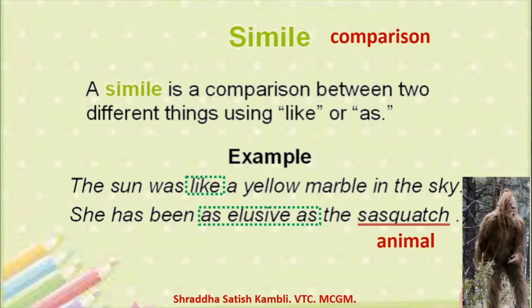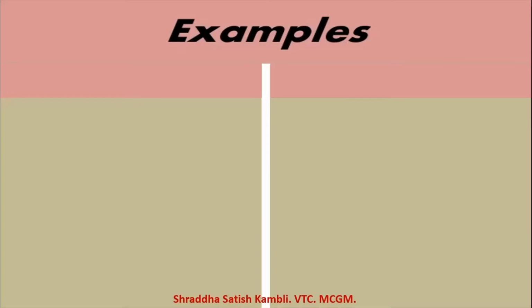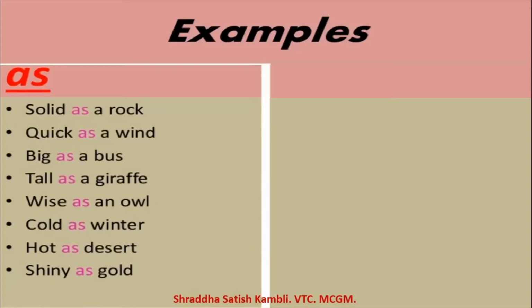Okay? Moving on, let us look at some more examples of simile, and we are going to look at them in two different columns. We are going to look at examples with like first and then examples with as second, later. So it will be easier for you to understand. So come on, let us look at some examples using as first. We have solid as a rock, quick as the wind, big as a bus, tall as a giraffe, wise as an owl, cold as winter, hot as a desert, shiny as gold.